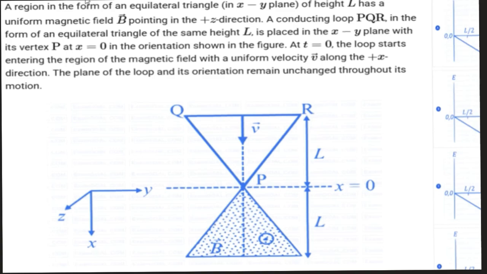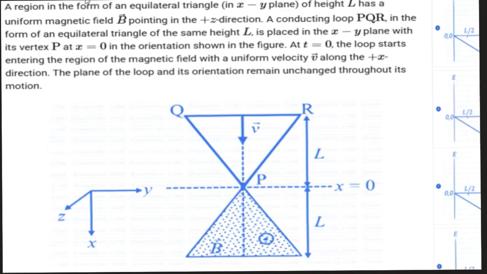A conducting loop. So this PQR is a conducting loop in the form of an equilateral triangle of the same height L, placed in the xy plane with its vertex at x equal to 0. So this is the vertex. At t equal to 0, the loop starts entering the region of magnetic field with a uniform velocity v along the plus x direction. So this direction is x. The loop starts moving in the x direction, that is, it starts entering into this magnetic field.